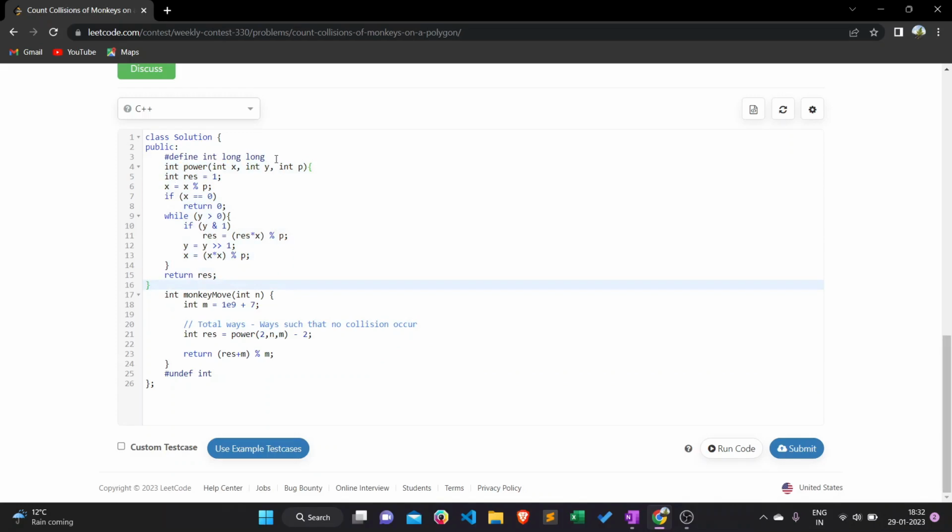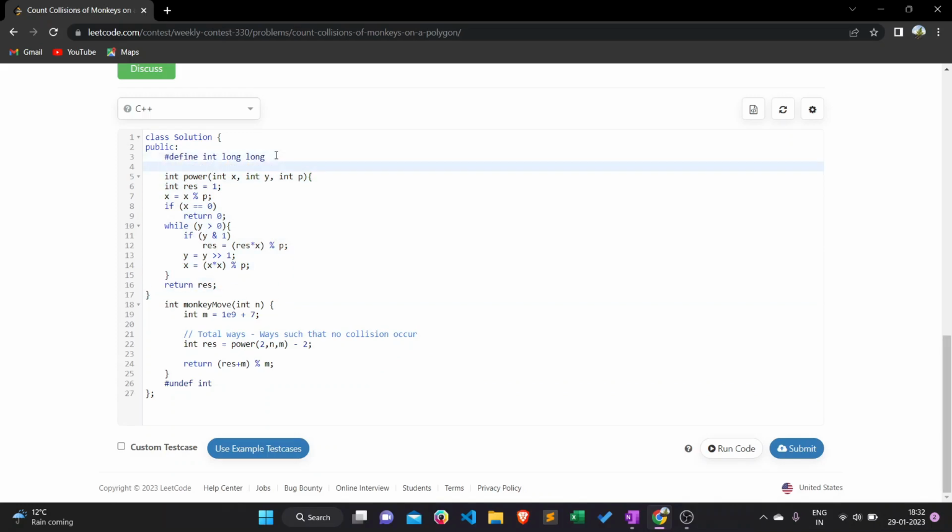We are basically finding here x raised to the power y mod p, because this can result in overflow. This function is doing x raised to the power y mod p. So we find the total ways from this function by passing n and m, where n is given, and 2 raised to the power n mod m minus 2, that are the ways that no collision occurs. Let's submit this one also.